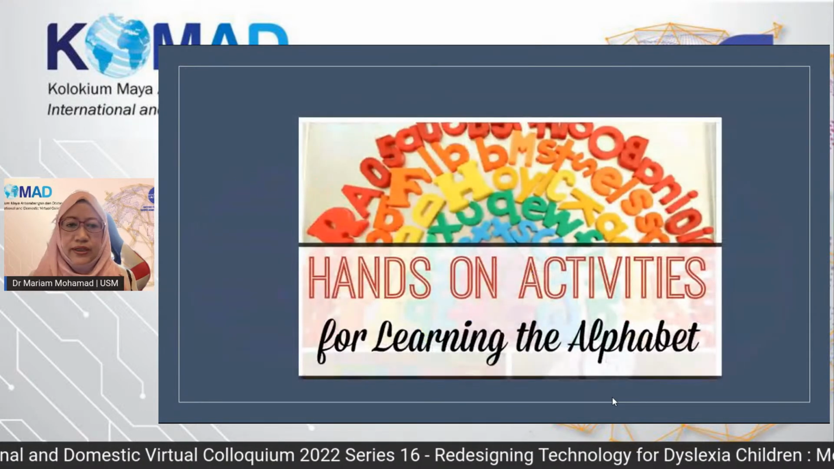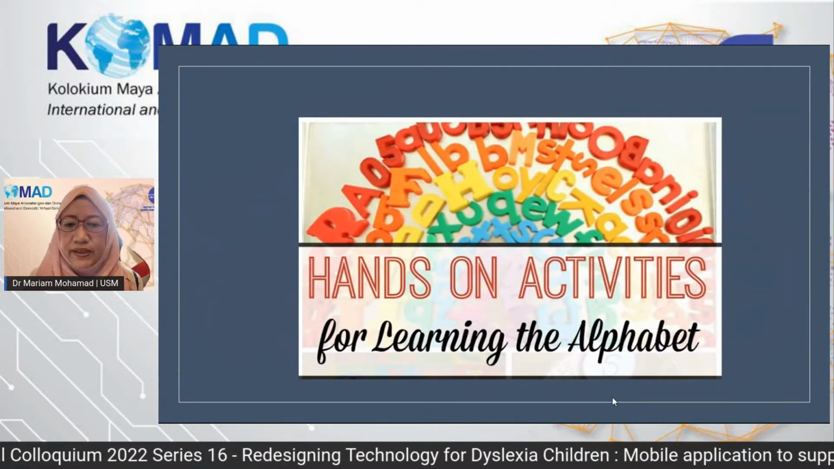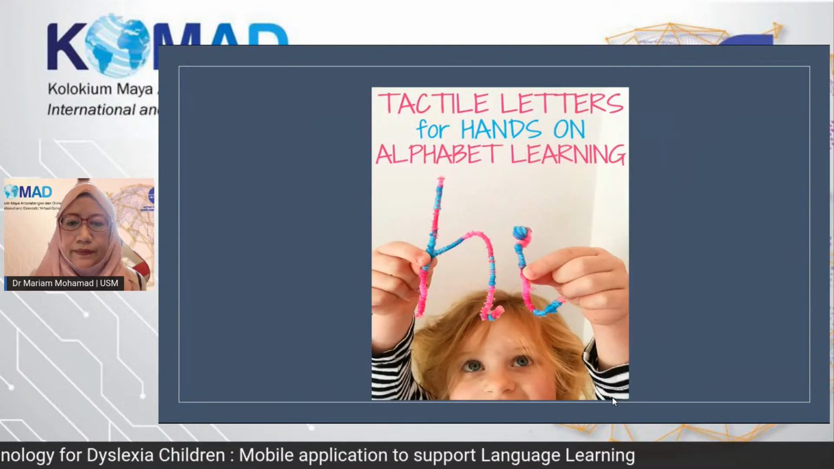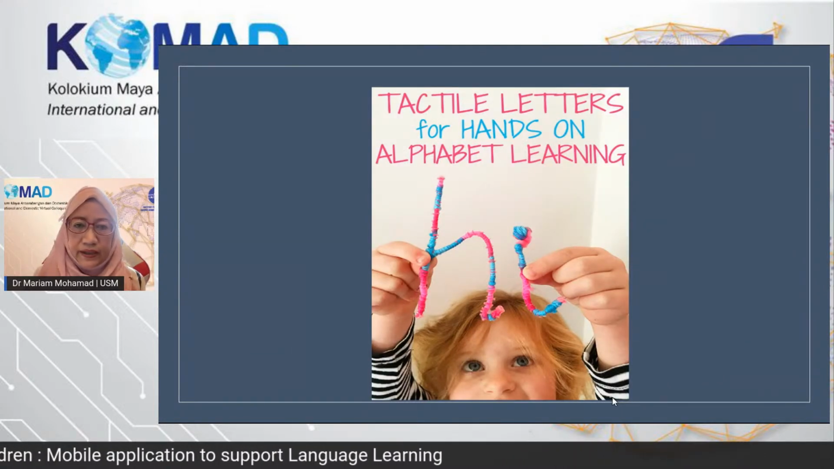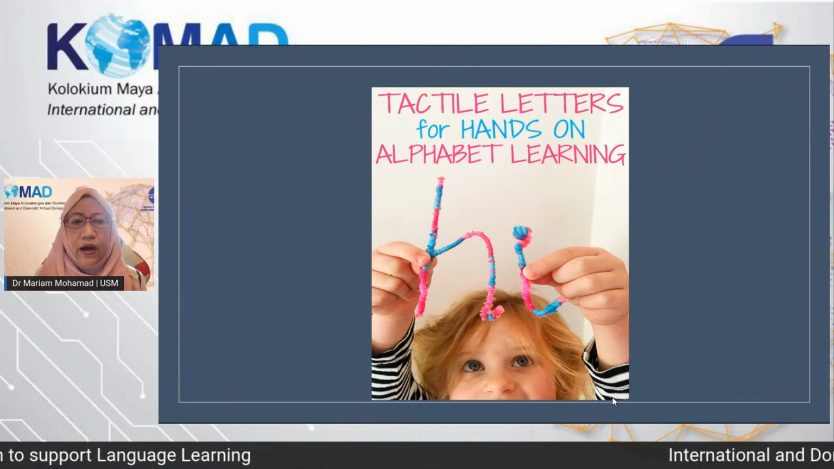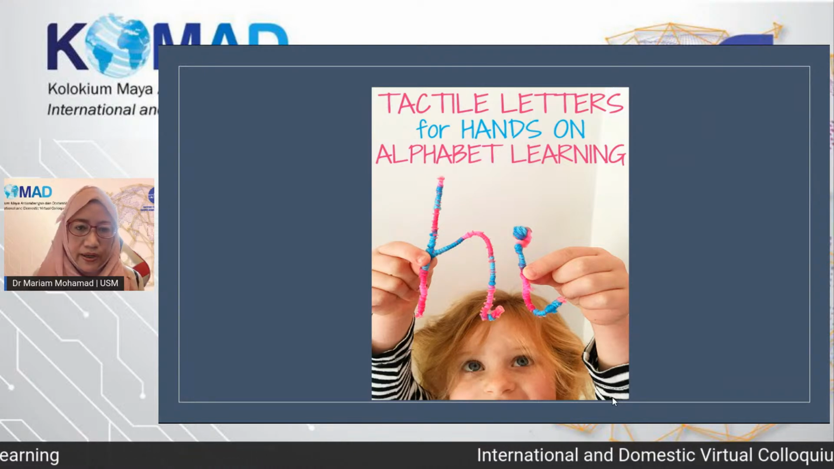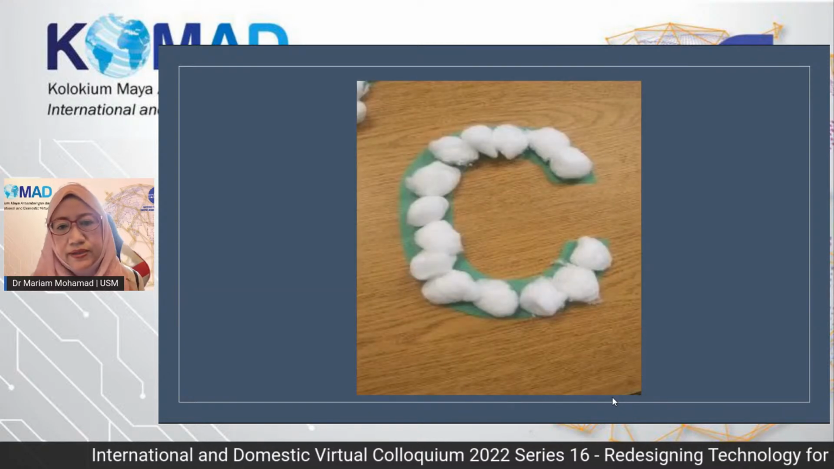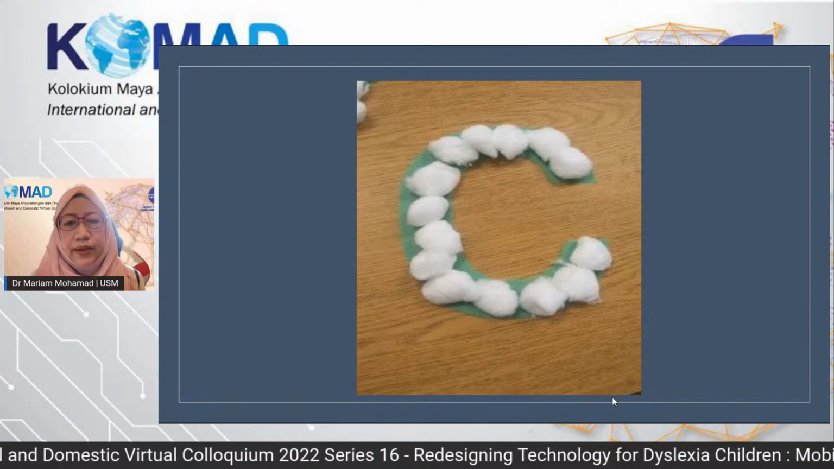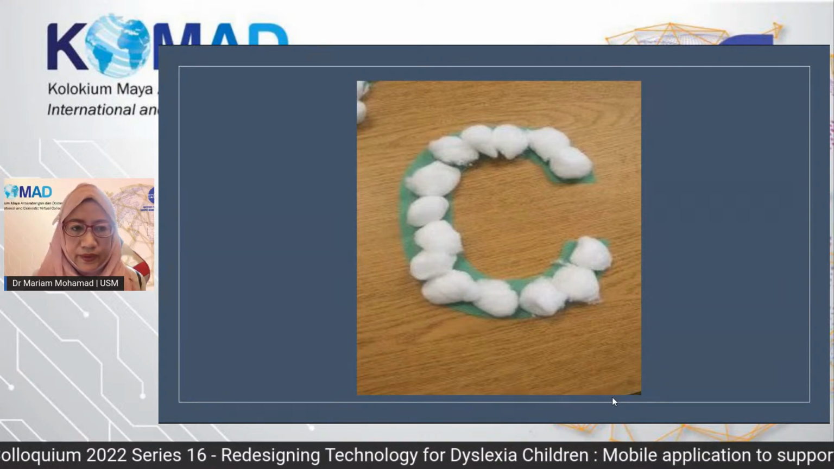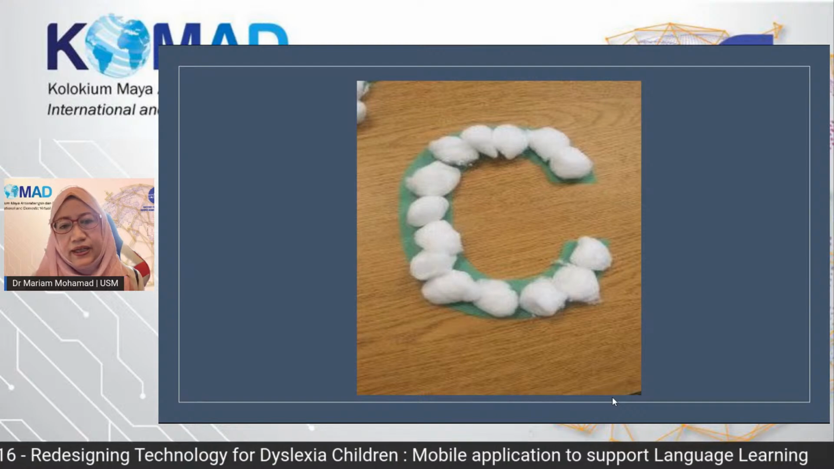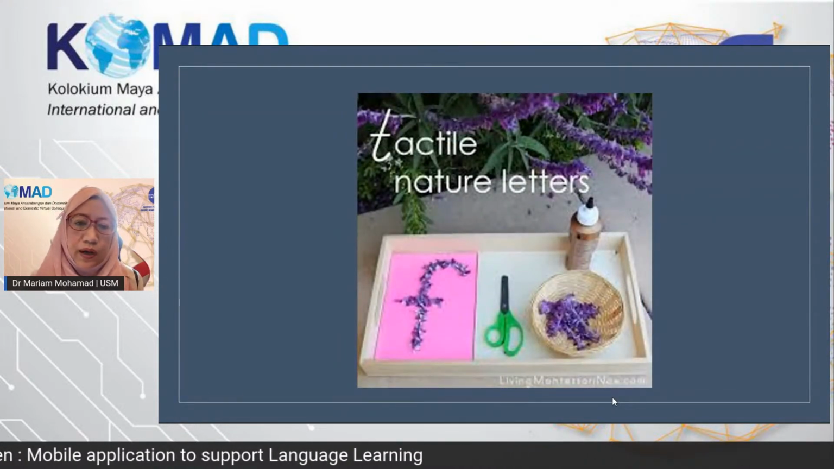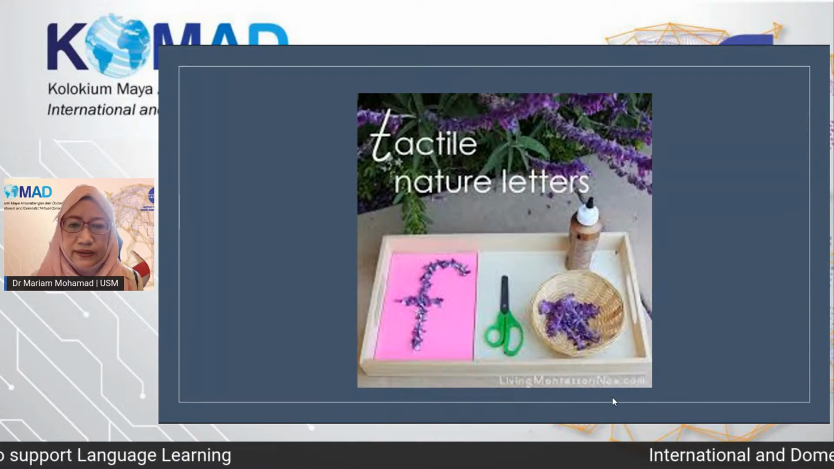Can we go to the next slide, please? Hands-on activities for learning alphabet. We can see in the next slide. This is an example of the tactile letters, but rather than using clay, we use small wires to make the alphabet. This another one is an example of making alphabet using cotton, letter C. Next, please. And then we can also explore how to make alphabet using petals from flowers.